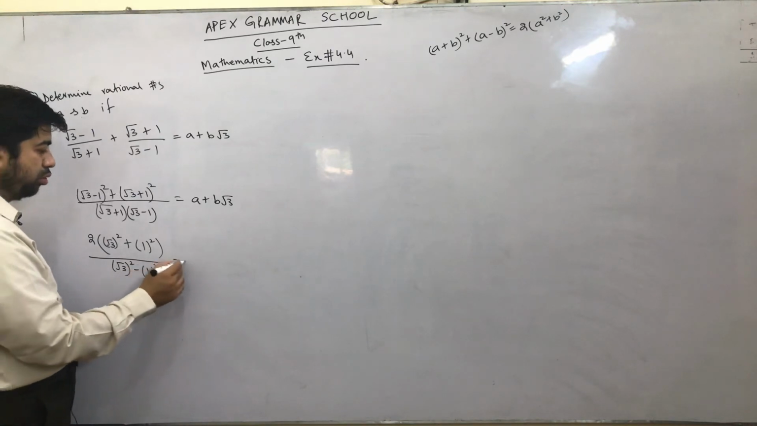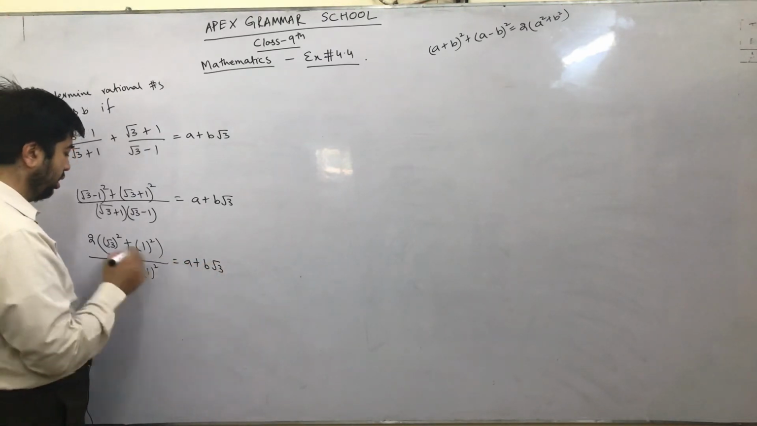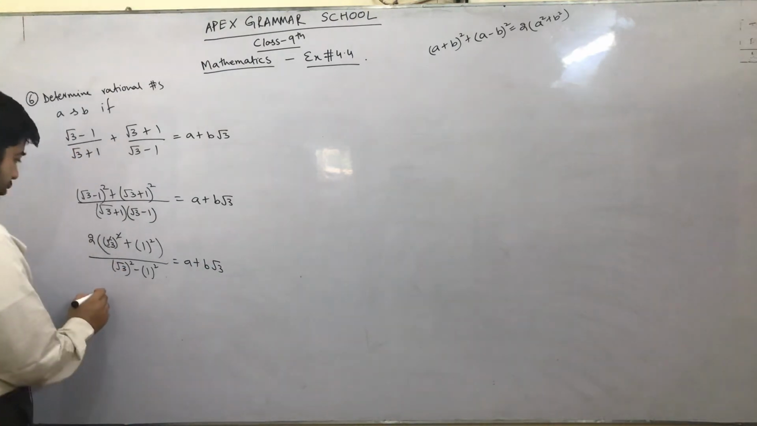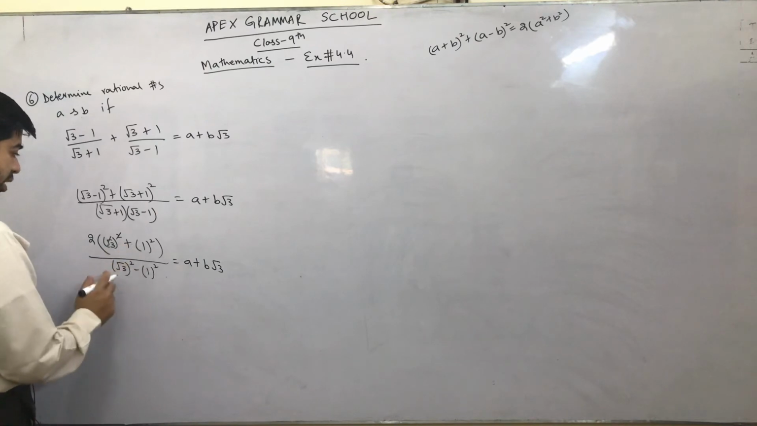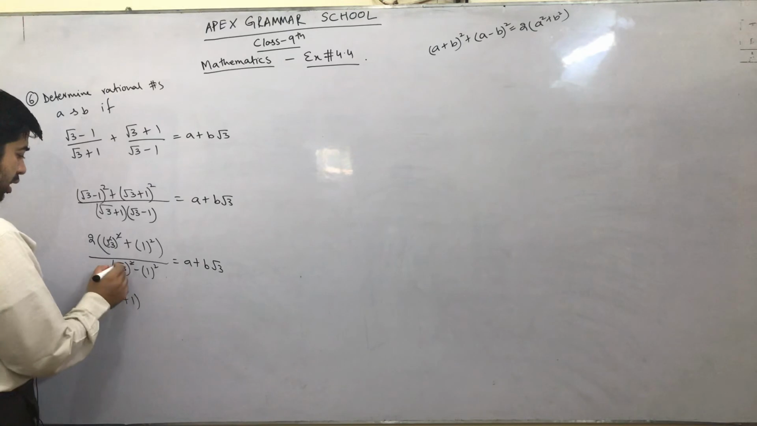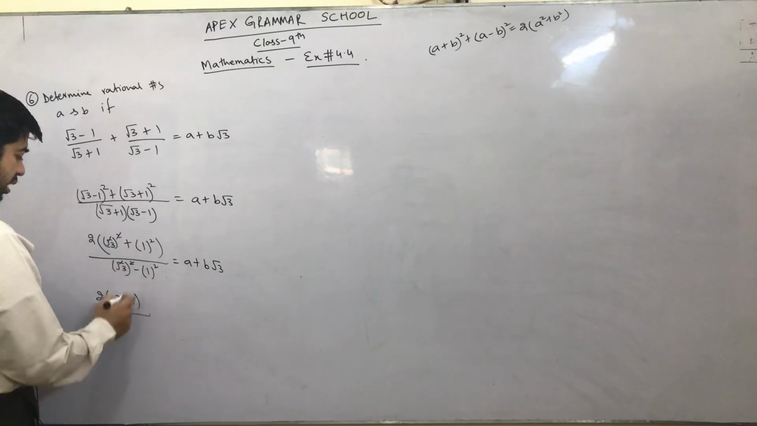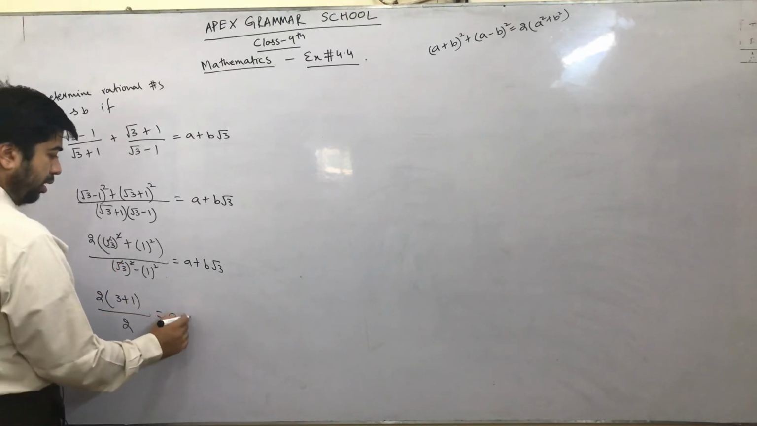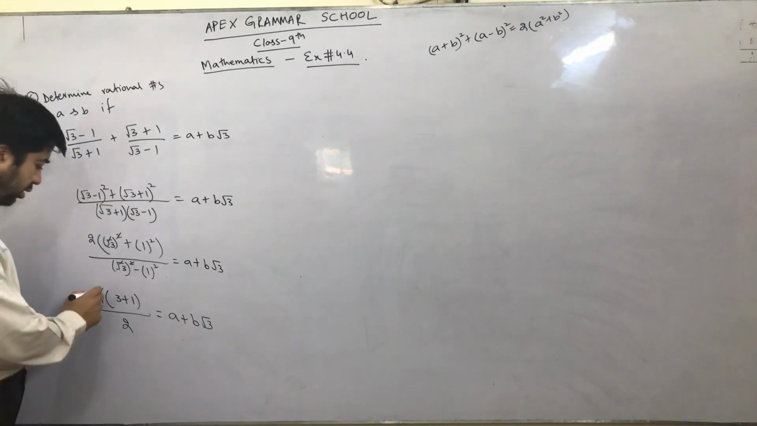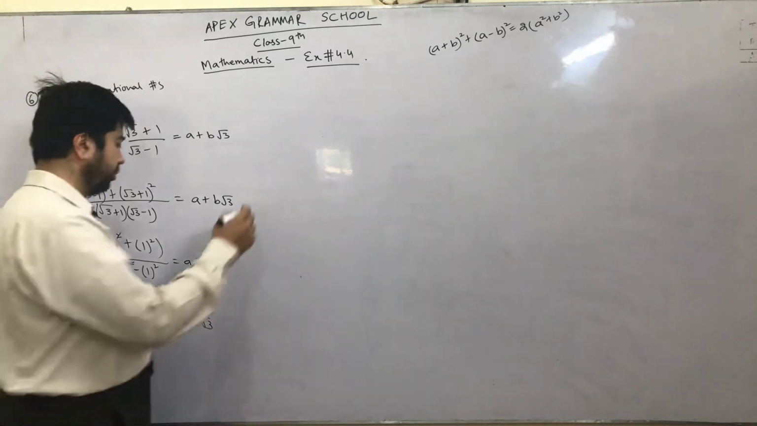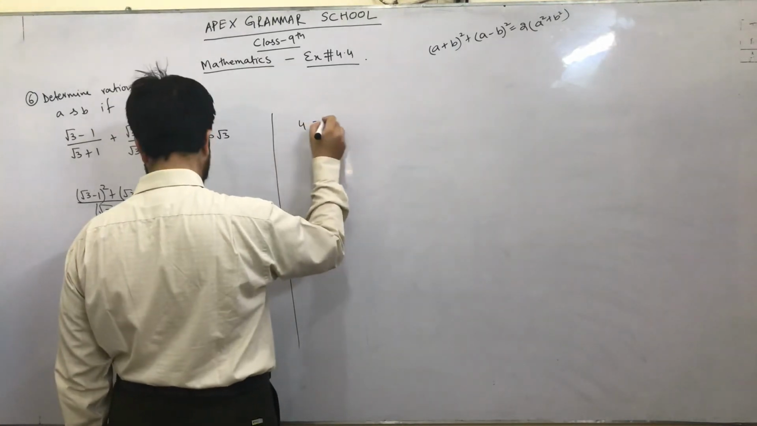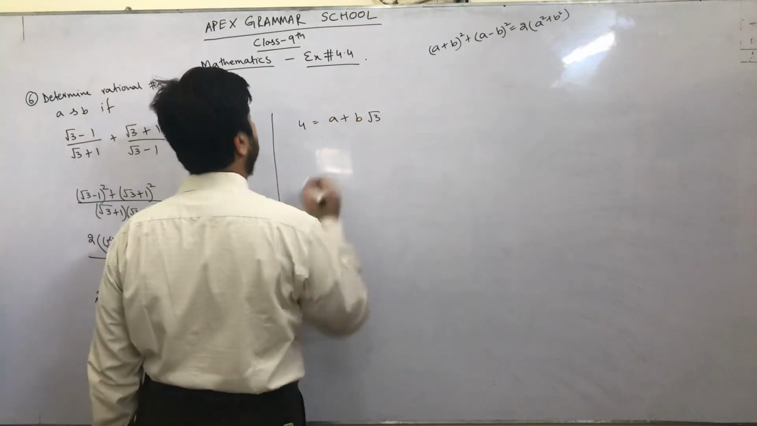And in the denominator that is A plus B into A minus B, like square root 3 square minus 1 square, is equal to A plus B under root 3. So this square is going to cancel with this square root. And after that 2 into 3 plus 1, that is 4, and in the denominator 3 minus 1 that is 2, is equal to A plus B under root 3. Can we cancel this 2 with this 2? Yes, obviously you can do it. So after that 4 is equal to A plus B under root 3.